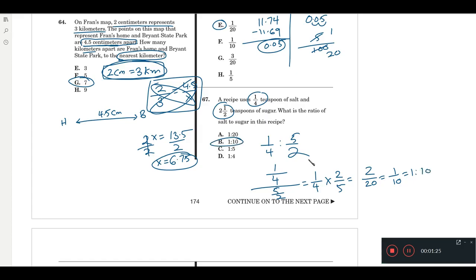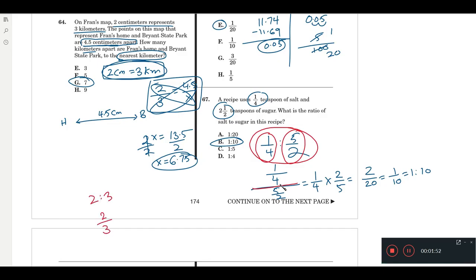Make sense, guys? Yes. We could also simplify between the 2 and the 4. Do you see where I got these numbers from? From the teaspoons of salt and sugar. Very good. And do you understand that a ratio means this divided by this? Like 2 to 3 means 2 over 3. That's how a ratio works.